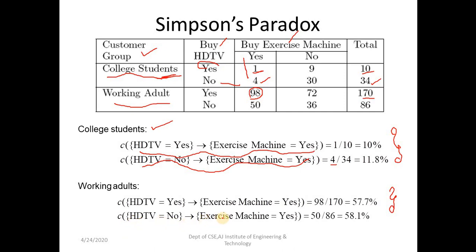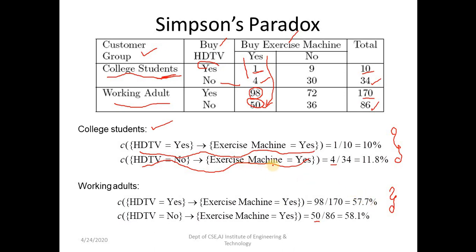Next, let us calculate the confidence of the rule HDTV is equal to no implies exercise machine is equal to yes for working adults. That is, if a customer does not buy HDTV, then he will buy exercise machine. So for working adults, the frequency of HDTV is equal to no, exercise machine is equal to yes is 50. The total support count of HDTV is equal to no is 86. So here you get 58.1%.